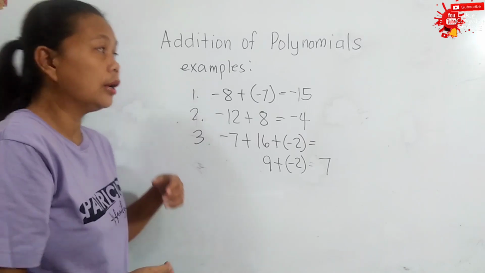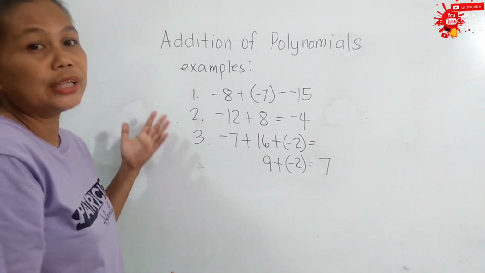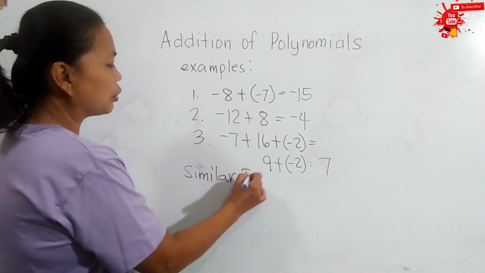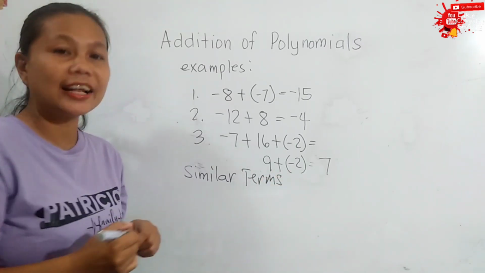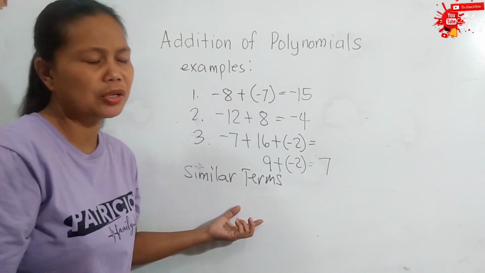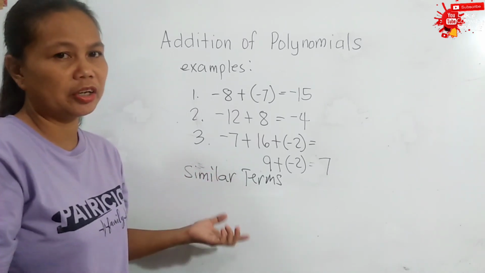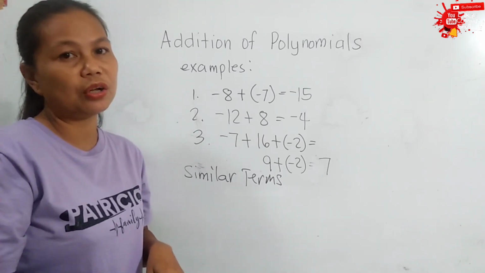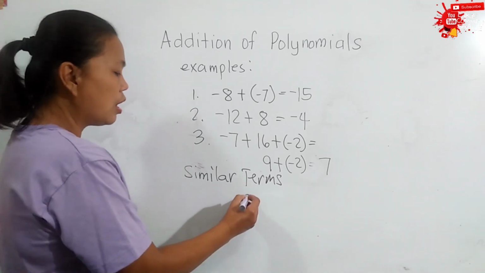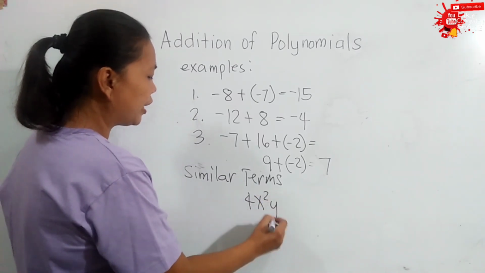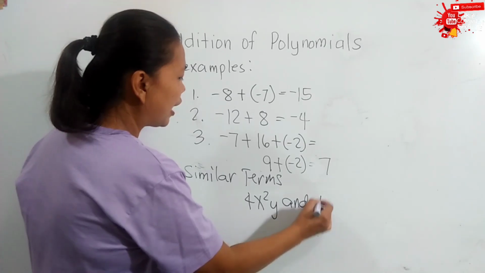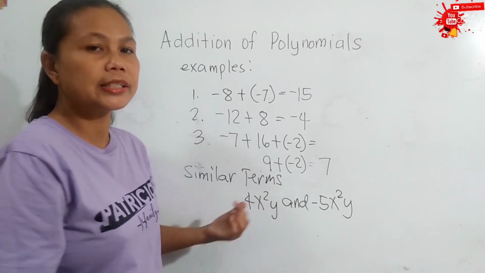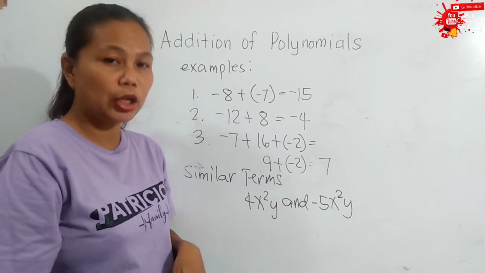Now, we also have to consider similar terms in addition of polynomials. Take note that we can only add polynomials if they are similar terms. So what are these similar terms? Similar terms are terms having the same literal coefficient. For example, we have 4x squared y and negative 5x squared y. These two terms are similar terms because they have the same literal coefficient.